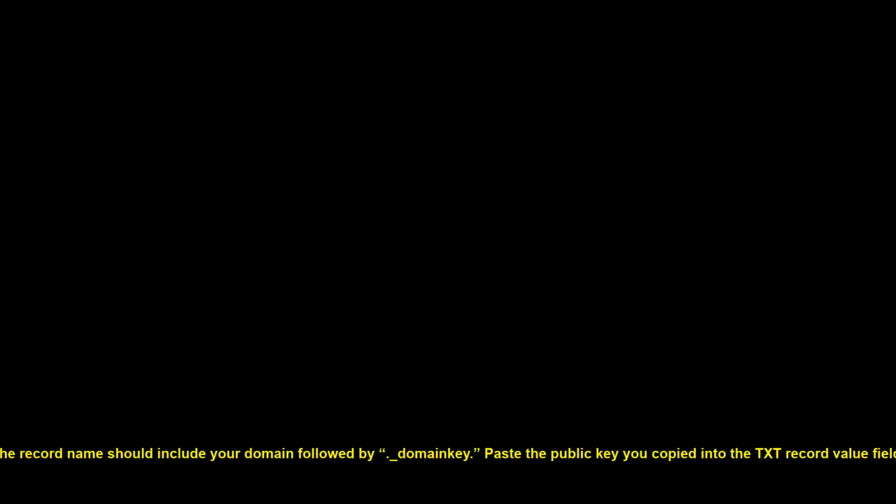Create a new TXT record for DKIM. The record name should include your domain followed by _domainkey. Paste the public key you copied into the TXT record. Make sure to save the changes in your DNS.